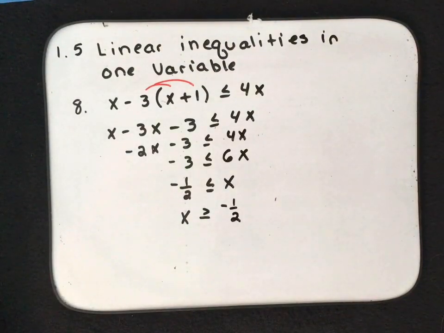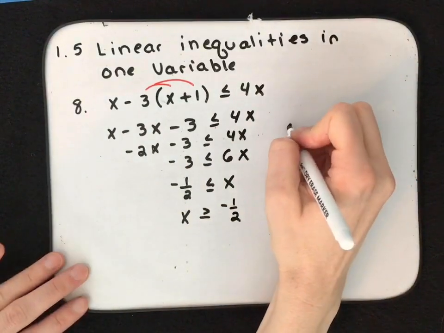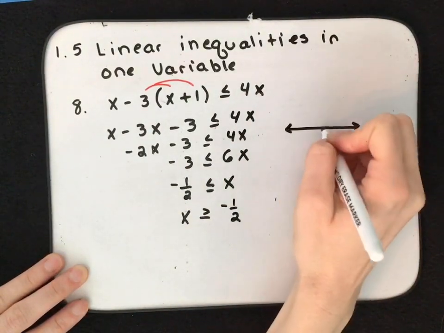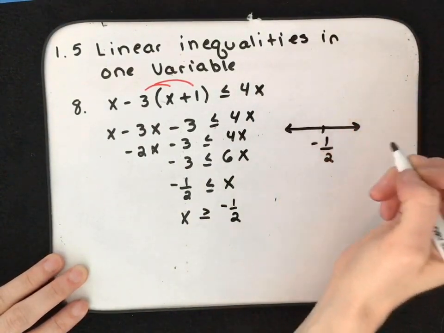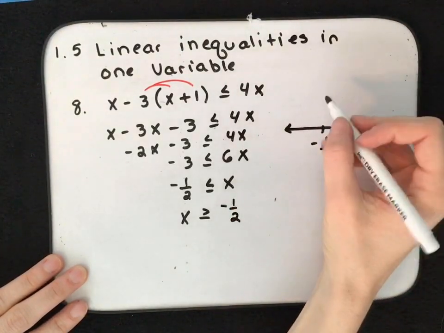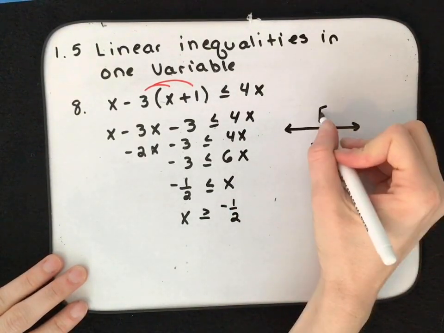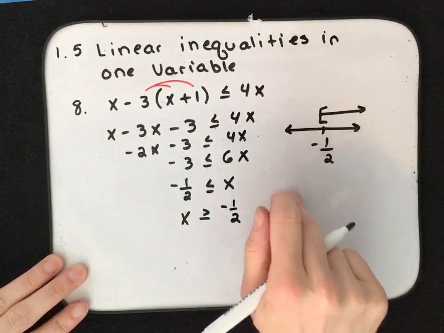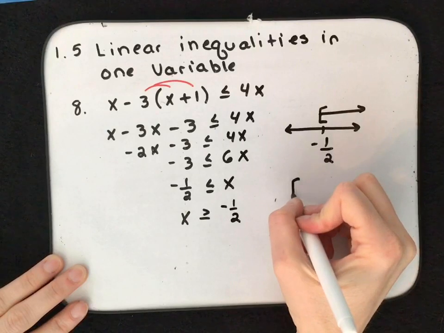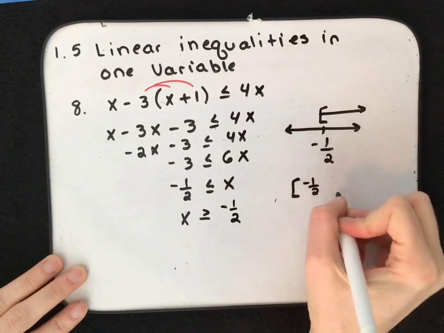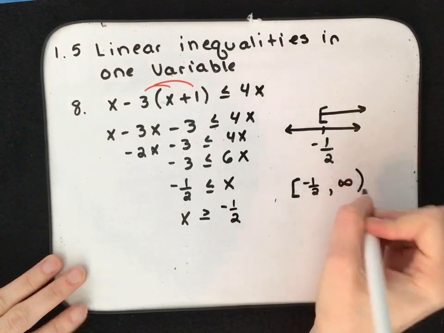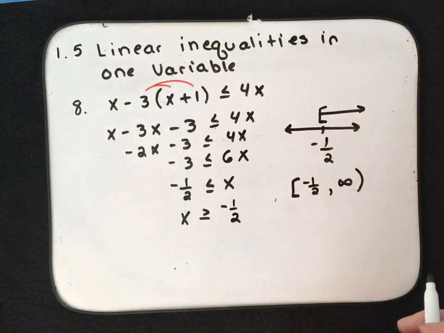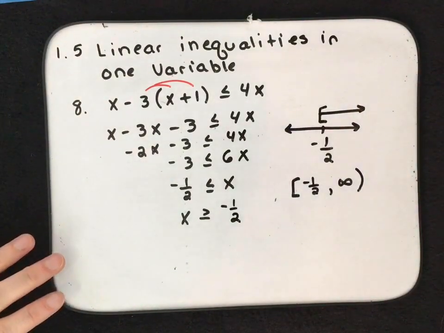So if we write this on our number line, here's negative 1/2, and we're saying x is greater than or equal to negative 1/2. So we can use our bracket. And in interval notation, we would have our bracket, negative 1/2, all the way to infinity. Let's try again.